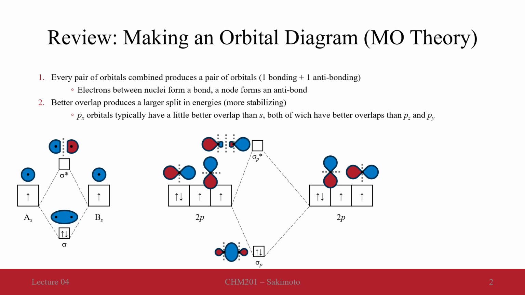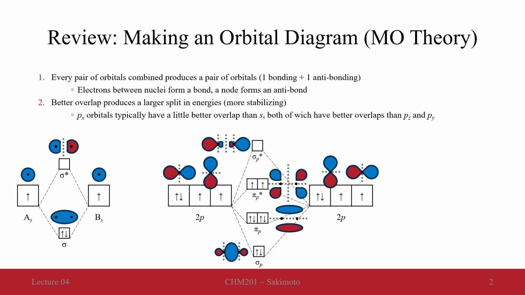If we were to have these p orbitals that are sort of pointing parallel to each other, we get what we call the pi-type bonding, which doesn't have really great overlap because they're sort of glancing next to each other. And so we do get some stabilization, but not quite as much as when we have these sigma orbitals that point towards the respective nuclei.